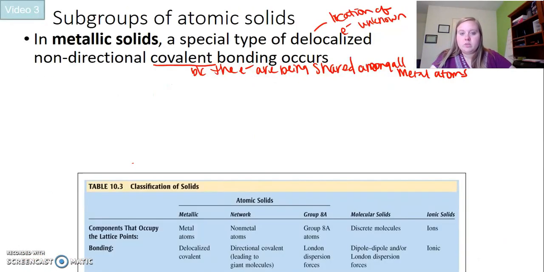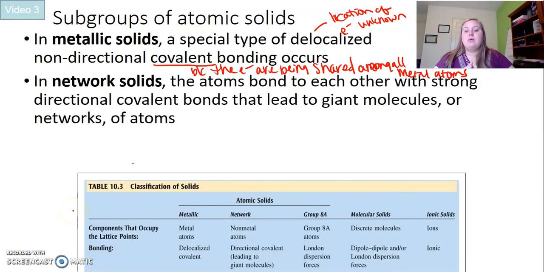Let's go back here. Okay, the next type are network solids, sometimes called network covalent solids. And in a network covalent solid, the atoms are bonded together with strong directional covalent bonds that lead to giant molecules or networks of atoms.